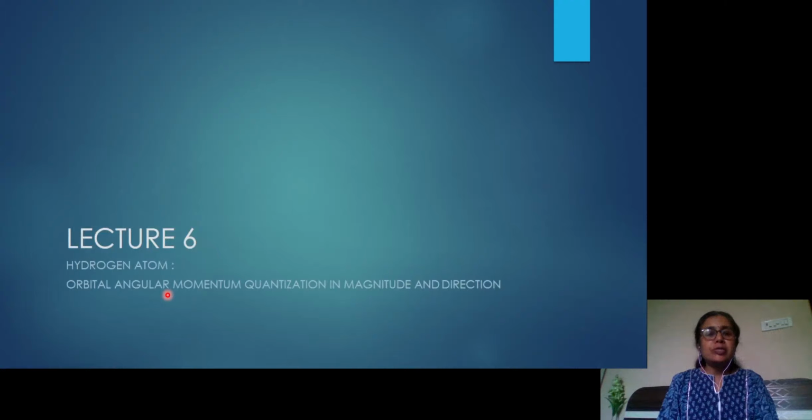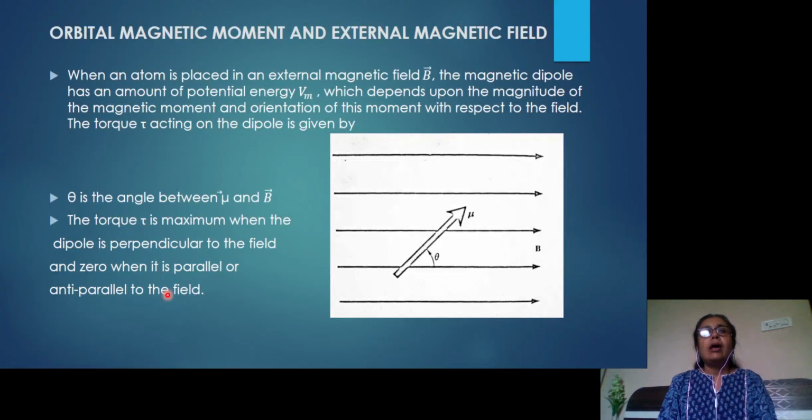Today we are going to study the orbital angular momentum quantization in magnitude and direction. Let us first see the interaction between orbital magnetic moment and external magnetic field.